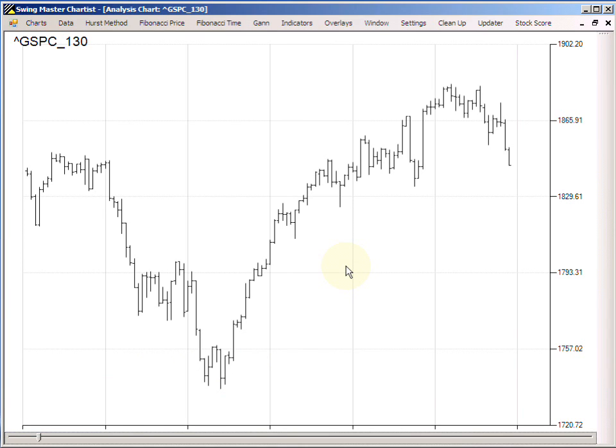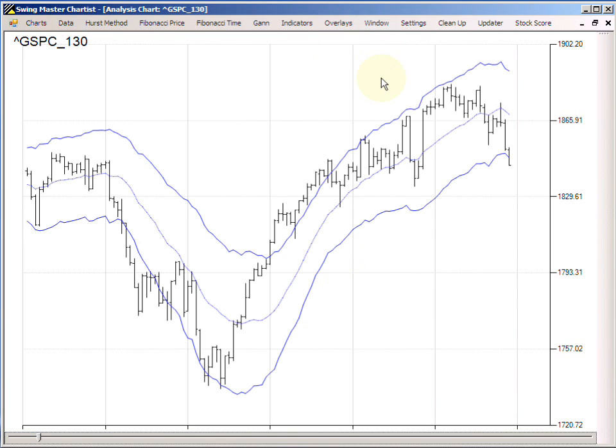Now we're going to use our trend finding tools, and the first tool is from the overlays menu, and that's the Keltner Channels. Keltner Channels are like Bollinger Bands, but instead of using standard deviation for volatility, the Keltner Channels use average true range. I prefer the Keltner Channels because you get a clearer picture of what's going on with the chart.